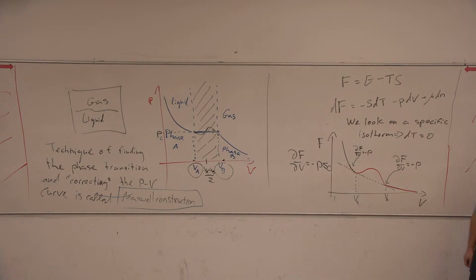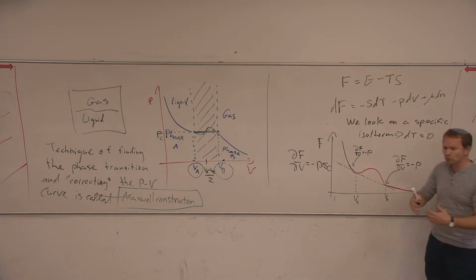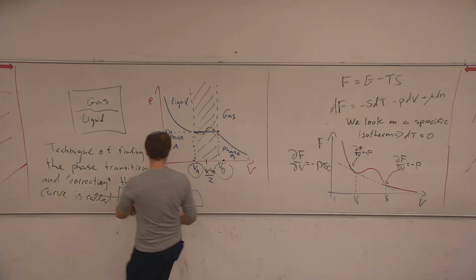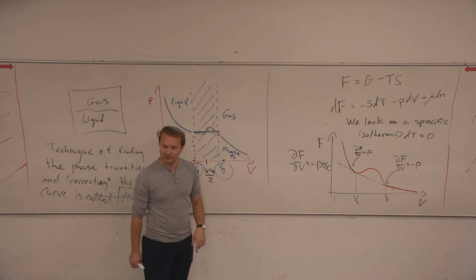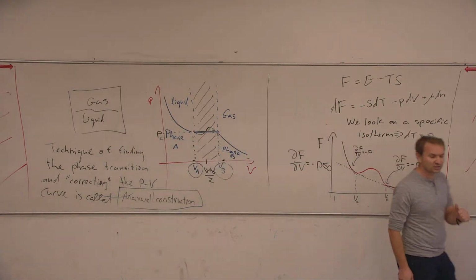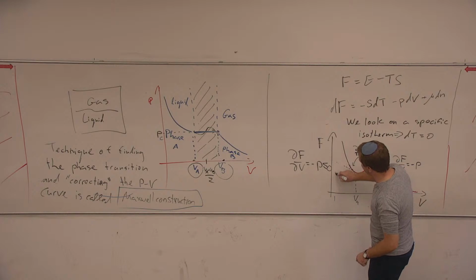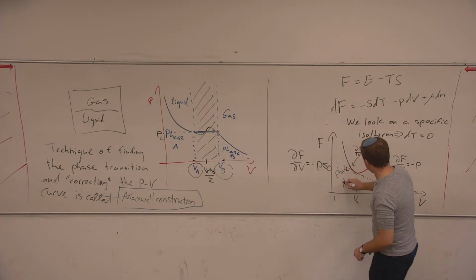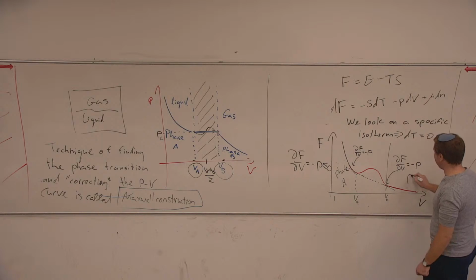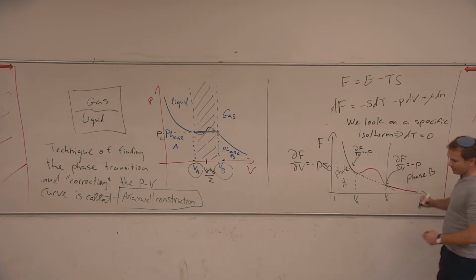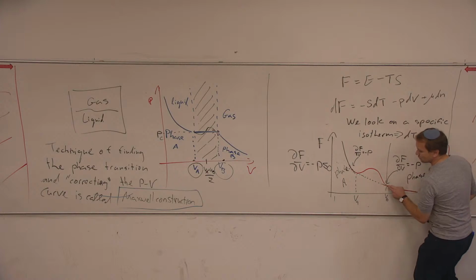Yes? It's VA and VB. Yeah, exactly. It's exactly like this. So this whole claim of Maxwell is constructed not on the PV. We will see how it's done in PV, but it's constrained on the F plane. So Maxwell assumed, well, somewhere over here we have phase A, somewhere over here we have phase B. And how do we obtain those two regions?